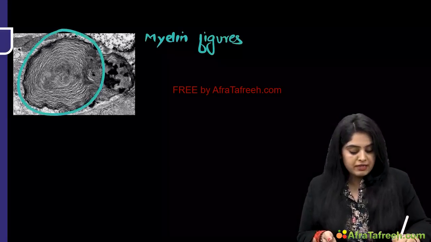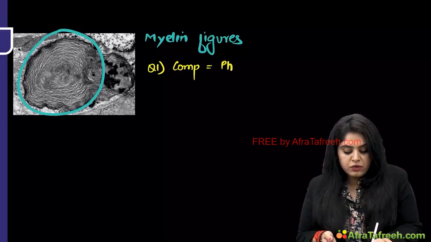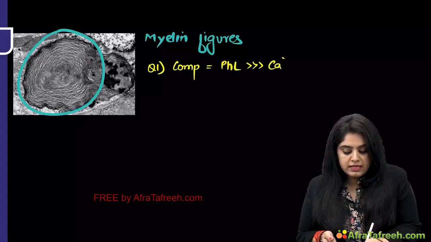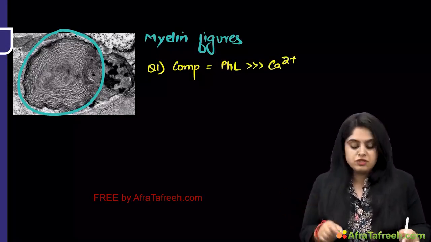What are the questions on myelin figures that you're going to get? Myelin figure question number 1, what is it made up of? So it is made up of phospholipid, much more in amount than calcium. The primary concern is phospholipid over here. A little bit of calcium it has.